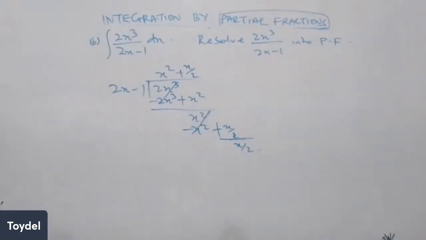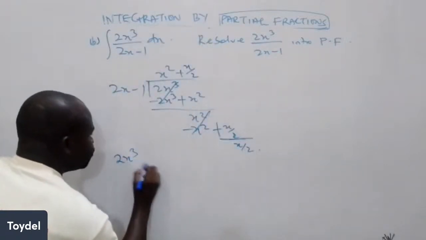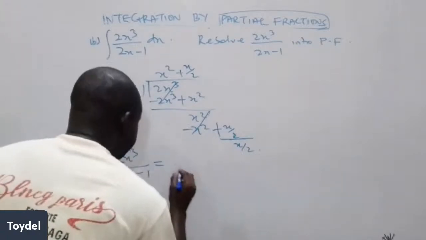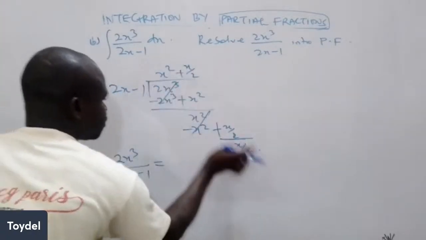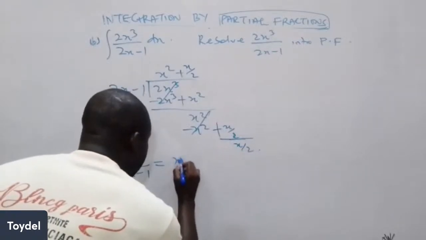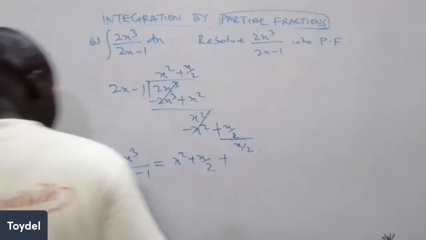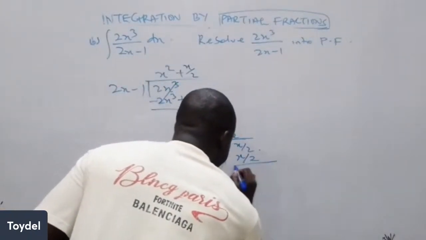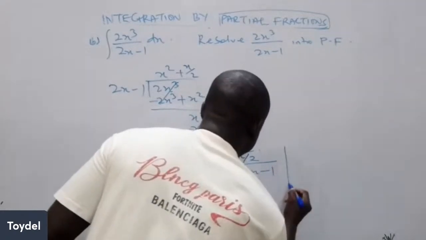So instead of having 2x cubed all over 2x minus 1, this is how to express this. This is the same thing as, I'll write the results, this is the quotient result plus remainder. So I'm going to say this is x squared plus x over 2, plus remainder x all over 2 divided by the divisor, which is 2x minus 1. So this is what we have done.